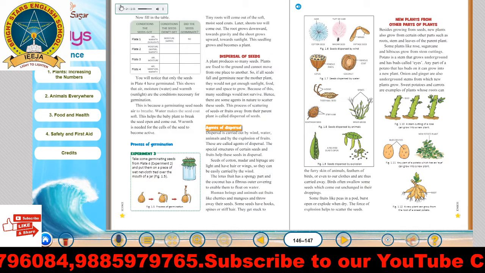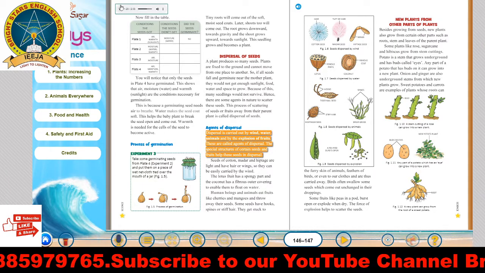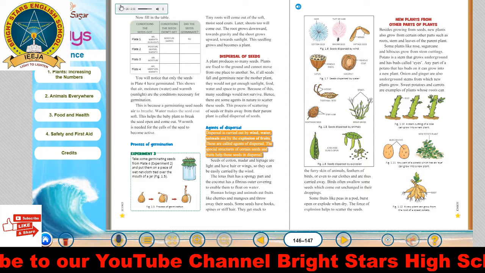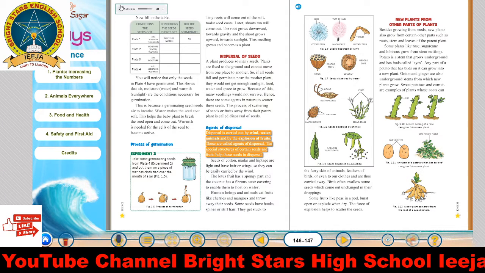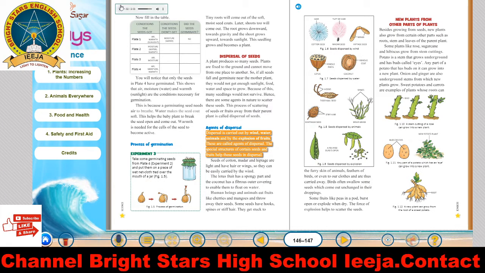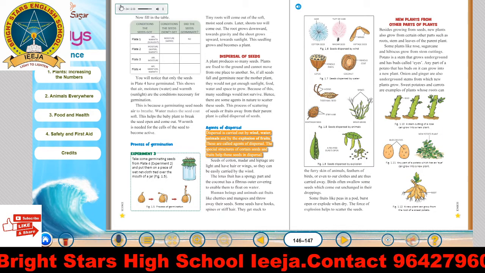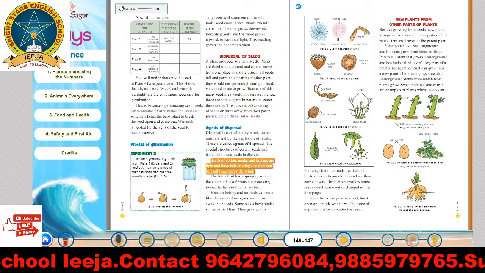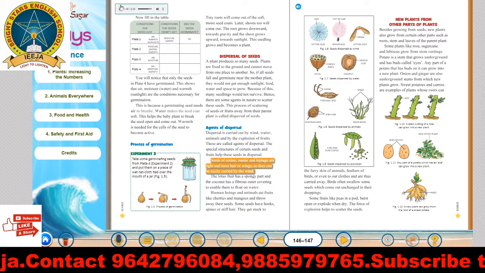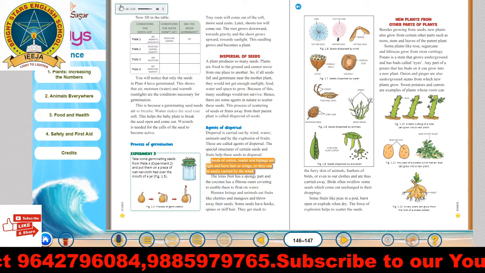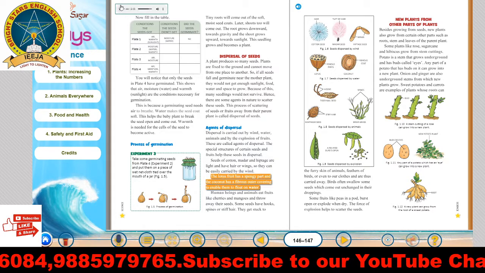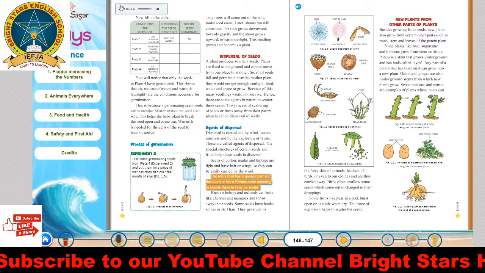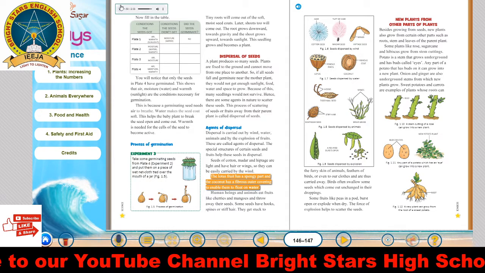Agents of dispersal. Dispersal is carried out by wind, water, animals and by the explosion of fruits. These are called agents of dispersal. The special structures of certain seeds and fruits help these seeds in dispersal. Seeds of cotton, madar and hiptage are light and have hair or wings so they can be easily carried by the wind. The lotus fruit has a spongy part and the coconut has a fibrous outer covering to enable them to float on water.